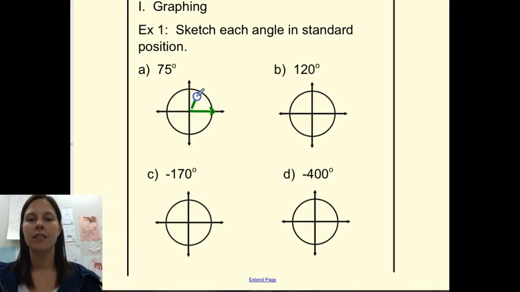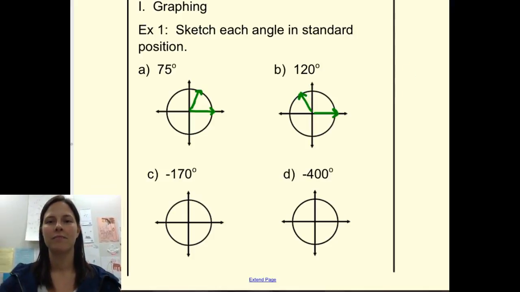75 degrees, of course, is just shy of a 90-degree angle. So that's approximately a 75-degree angle in standard position on a coordinate plane. Next, we'll sketch a 120-degree angle, again starting with the standard position, our initial side on the positive x-axis. 120 degrees is 30 degrees past 90, so it's not quite halfway through that second quadrant.